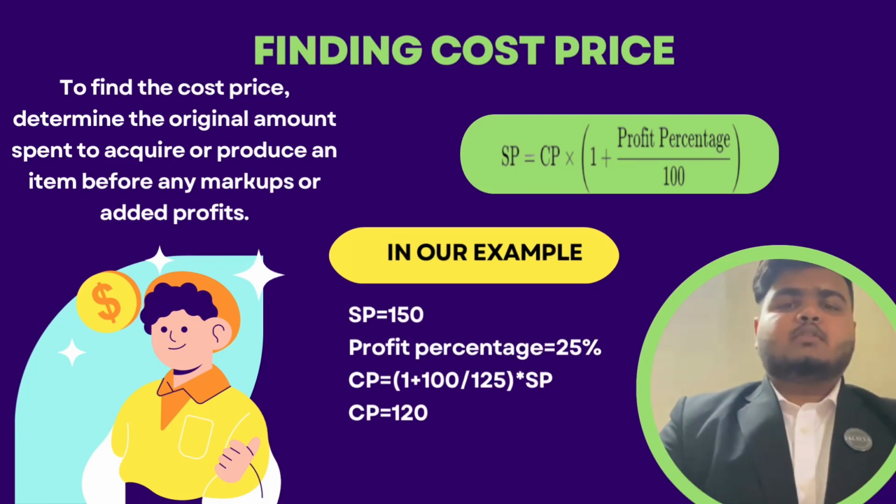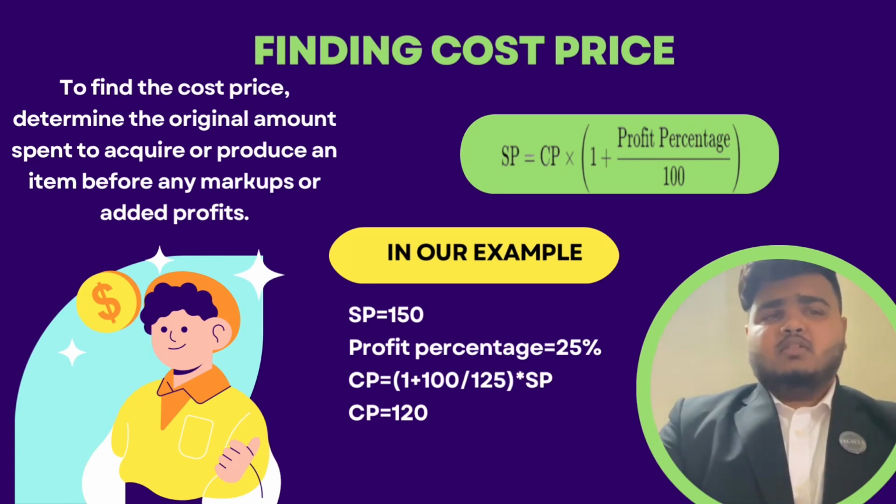Today I'll be telling you about how to find cost price. To find cost price, we need to determine the original amount spent to acquire or produce any item before any markup or added profits. We'll be finding cost price by using the selling price formula. It's CP into 1 plus profit percentage divided by 100.